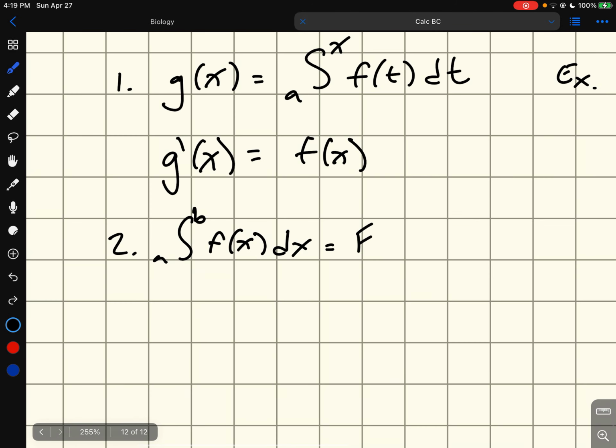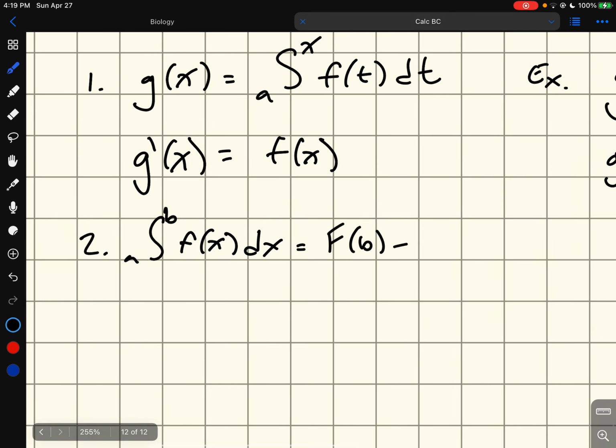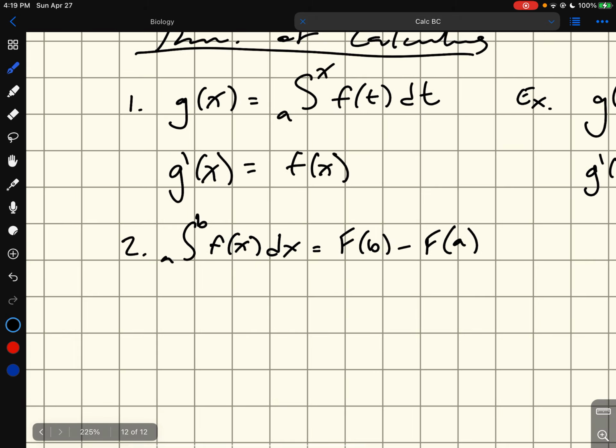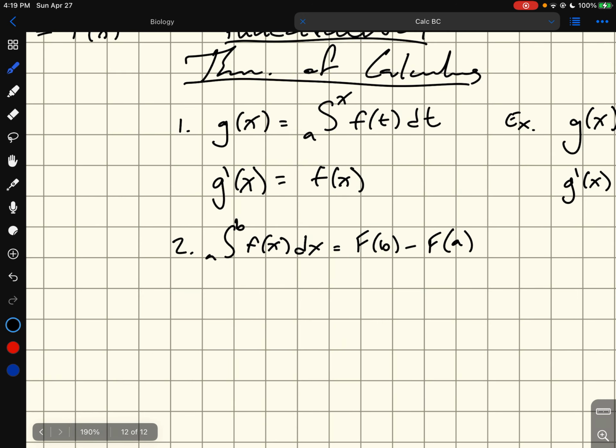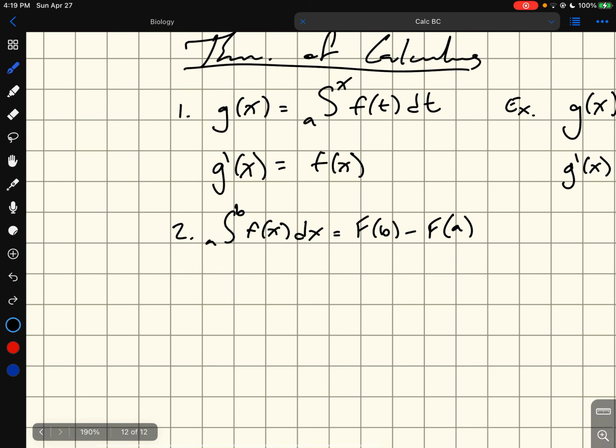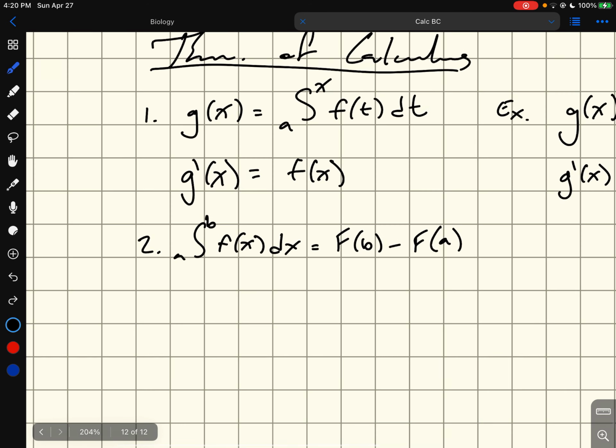Capital F, and then remember, you plug in the b, and then you plug in the a. So F of b, and then you're subtracting, and then you plug in the a. This is literally what we do for all our definite integrals, aka the ones with the bounds. If you don't have a definite integral, then remember you just have the antiderivative and then you add plus c to the end. Never forget your plus c, because those are worth lots of points.